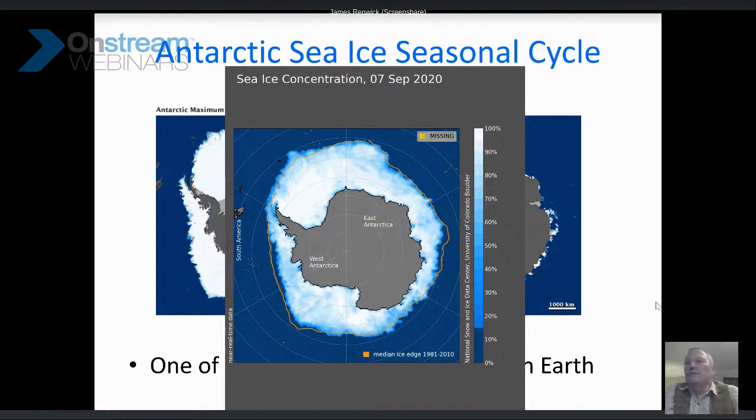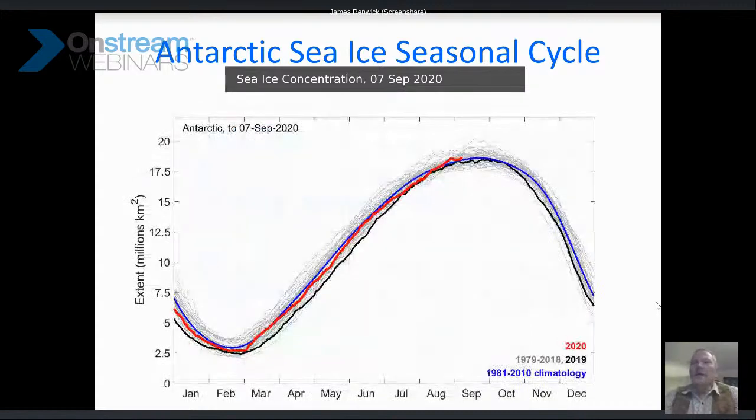You can just see where the line and the actual extent match up or otherwise. So overall, though, the total amount is about the average. And you can see that on this time series plot, which shows the days of the year, essentially. The blue line is the average, the grey lines are the individual years. The black line is last year, and the red line is this year.